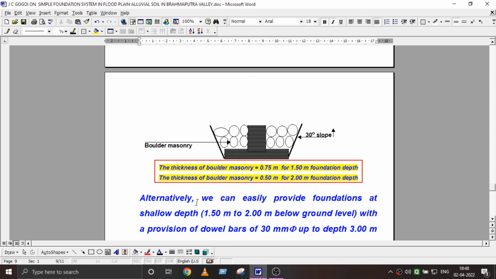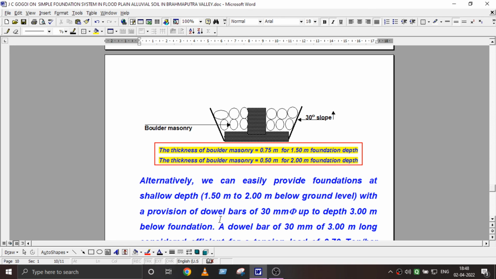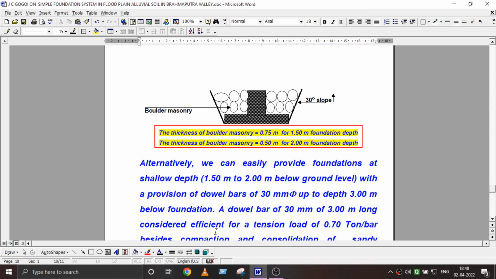Alternatively, we can easily provide a shallow foundation 1.5 to 2 meter below with provision of double bars of 30 mm up to a depth of 3 meter below the foundation. A double bar 3 meter long, 30 mm dia is considered efficient for a tension load of 0.7 ton per bar. 0.7 ton per bar is not a matter of joke.